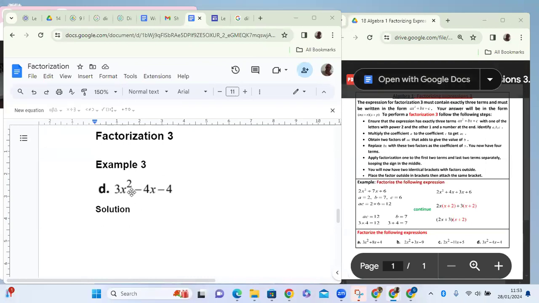So we're going to demonstrate this using D, 3x squared minus 4x minus 4. The first step says ensure that the expression has exactly 3 terms: 1, 2, 3. 3x squared, negative 4x, and negative 4. One letter has power 2, the x squared, the other has power 1, that's the x, and a number at the end, which is negative 4. So we have to identify what is a, b, and c.